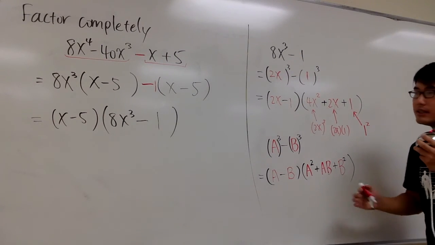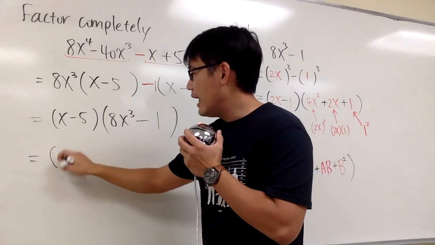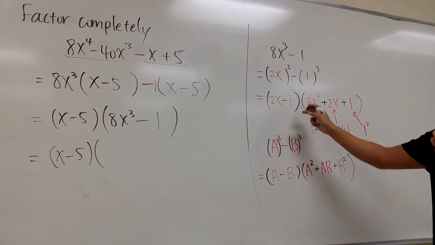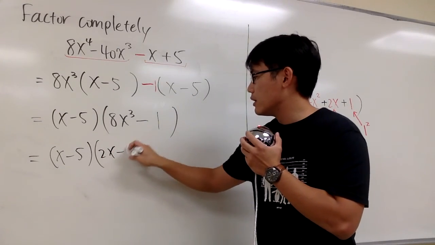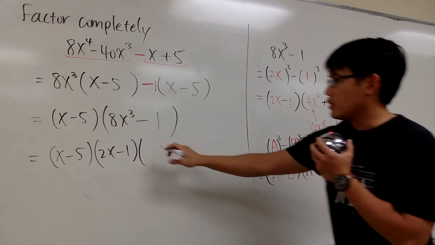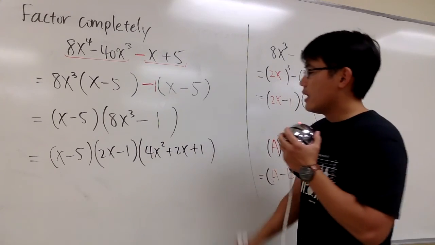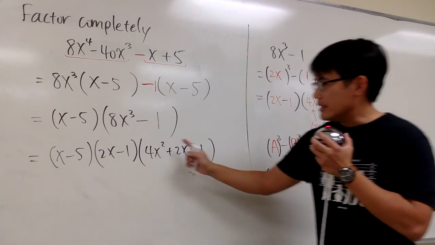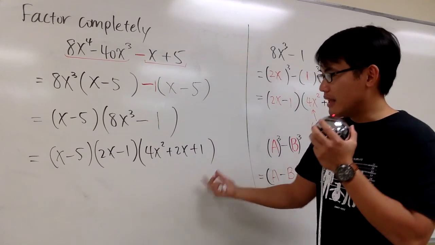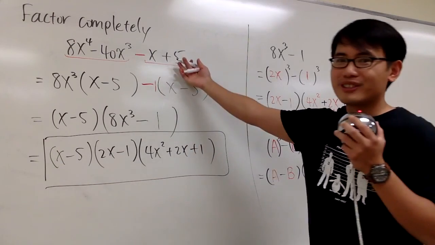Okay? So altogether, I'll come back here. We still have this x minus 5. And then for this right here is 2x minus 1 times 4x squared plus 2x plus 1. So I'll just write it down right here. And this is it. Especially for this part, this is not factorable. So you don't need to do a tic-tac-toe for this. And we'll just box this for the answer for the original question. That's it.